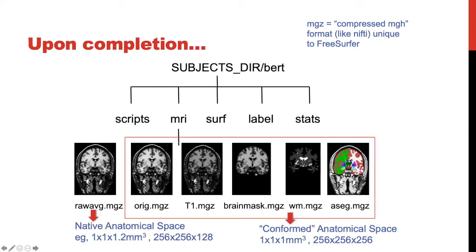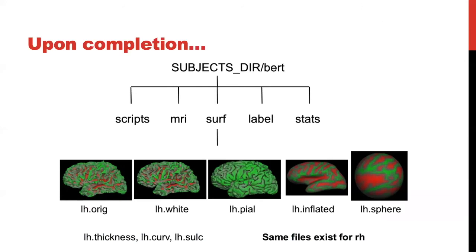And the difference between these is that the raw average is very similar to your DICOM, your original input, in that it's in its native anatomical space, whereas all these other volumes that FreeSurfer has created, it's put into a registered anatomical space to all of those other volumes. And then this is where your surfaces are.